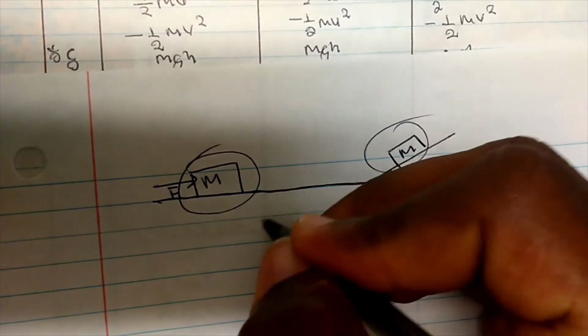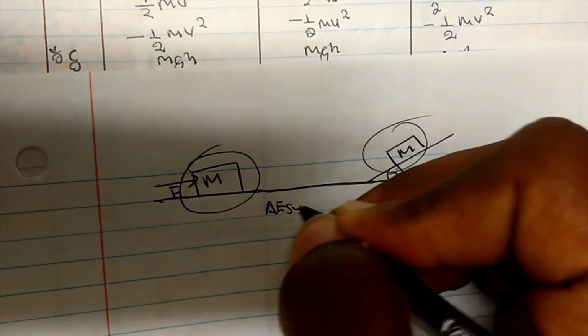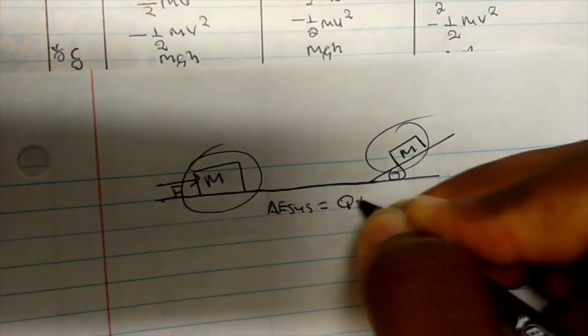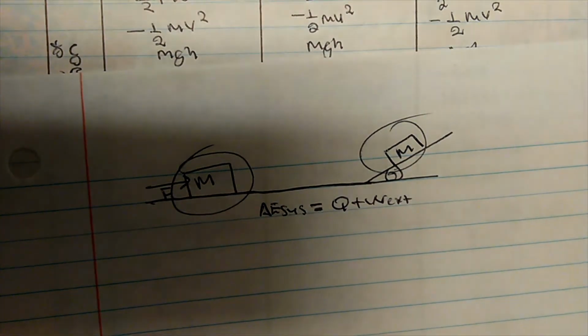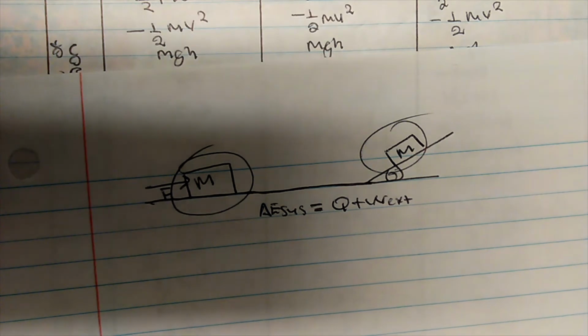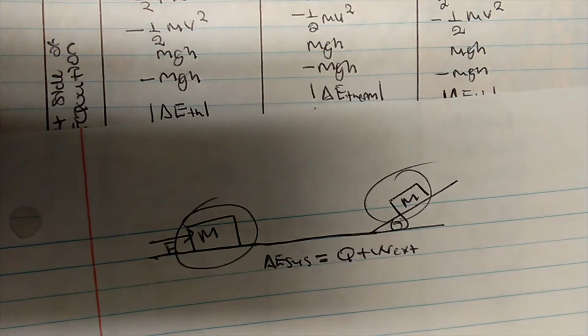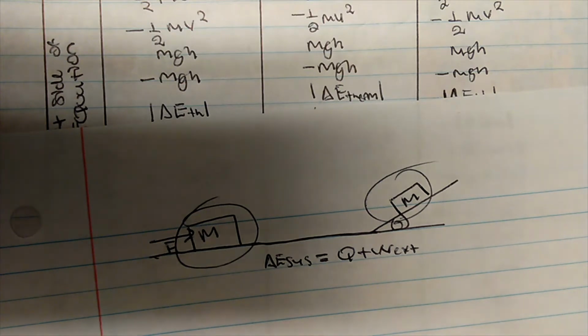Well, let's use the energy principle. We know the change in energy of the system is equal to Q plus the work external. Now because my object is only one object, it's only the block, remember, we cannot have potential energy. We only have potential energy when there's two things.